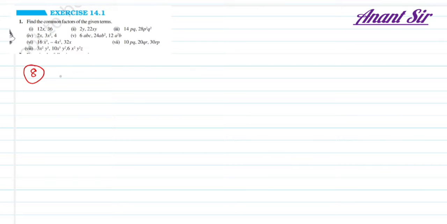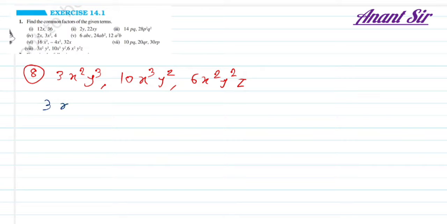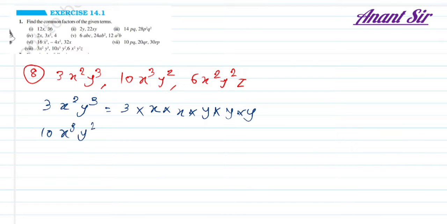Okay, so we are going to solve the 8th question now. 3x square y cube, then we get 10x cube y square, 6x square y square z. Okay, so for 3x square y cube, 3 is already a prime number, you cannot simplify 3. x square, and y into y, so y cube. Second term is 10x cube y square. 10 can be written as 2 times 5, both are prime numbers now, and I will write x 3 times and y 2 times because it is x cube and y square.